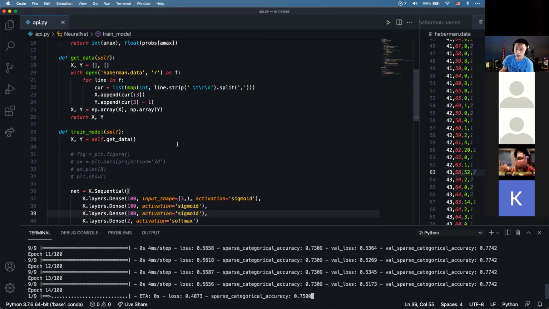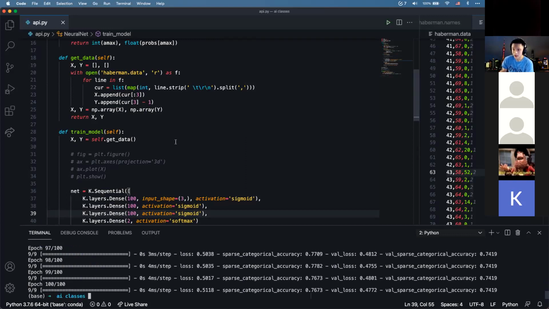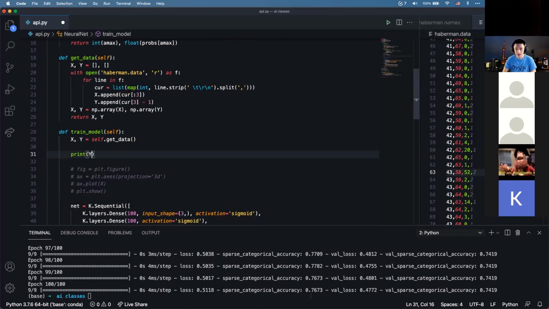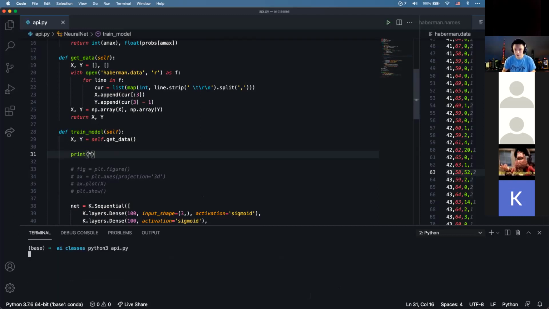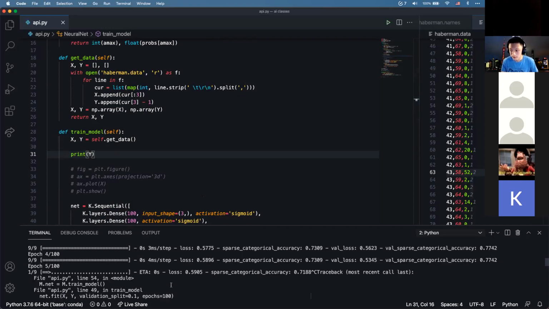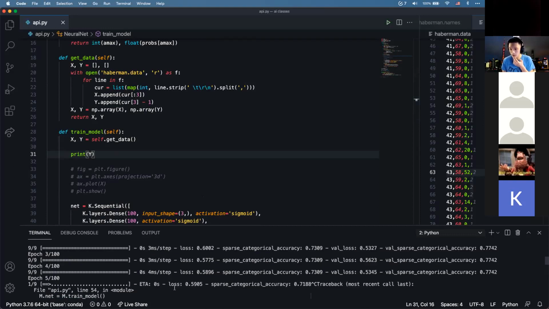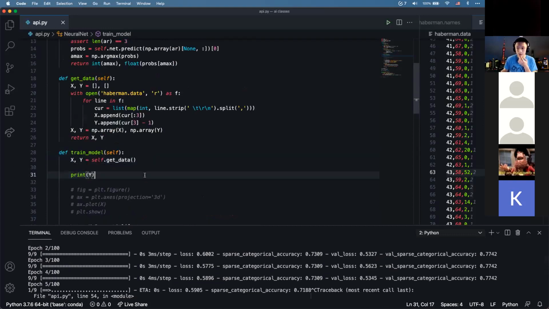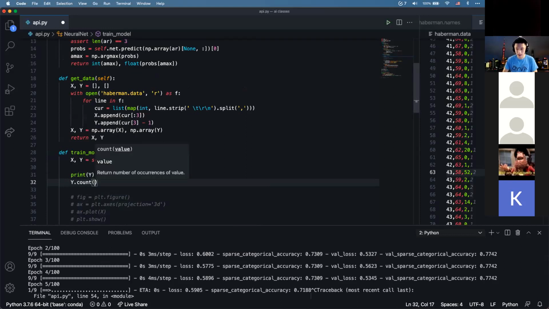So at this point, if it's still not going down, you might also want to consider checking your data. Let's make sure that our y's are actually correct, that they're not just all zeros for some reason. And as you can see, there is actually a pretty good distribution of ones and zeros. I'm actually kind of confused as to why it doesn't work so well. So let's see. One thing that we can do is count the number of ones.